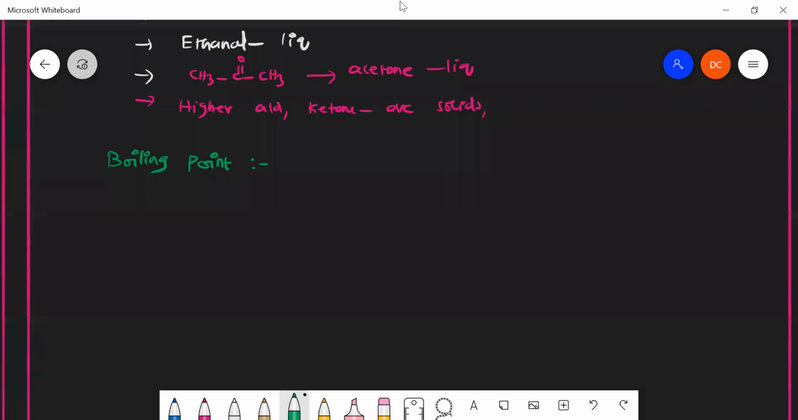Any other definition? The vapor pressure of the substance will be equal to the atmospheric pressure. Yes, that's what I'm expecting. The vapor pressure of the liquid phase is equal to the atmospheric pressure. Very nice. So when the vapor pressure of a liquid is equal to atmospheric pressure, then the liquid starts to boil.